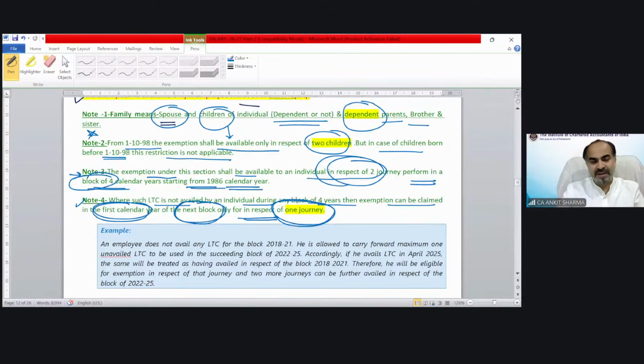Understood? An example has been given over here. An employee does not avail any LTC in block 18 till 21. So now he is having 2 LTC exemption, but he can only carry forward 1, and that one he needs to use in the first year of the next block, that would be year 22. He is allowed to carry forward maximum 1 unavailed LTC to be used in the succeeding block of 22-25. Accordingly, if he avails LTC in April 25, the same will be treated as having been availed in respect of the block 18-21. Therefore, he will be eligible for exemption in respect of that journey, and 2 more journeys can be further availed in respect of the block of 22-25.